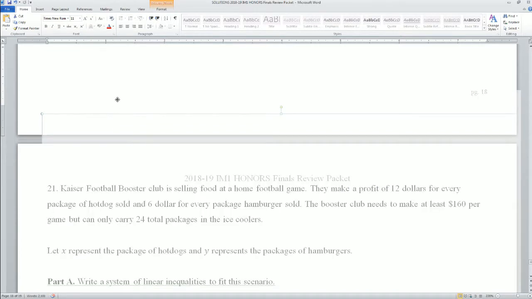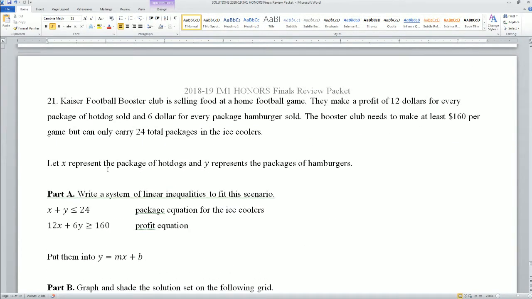21. Kaiser Football Club is selling food at a home football game. They make a profit of $12 for every package of hot dogs sold and $6 for every package of hamburgers sold. The Booster Club needs to make at least $160 per game, but can only carry a total of 24 total packages in the ice cooler. This is very important, right? Because there is a constraint by the ice cooler of how much they can carry.